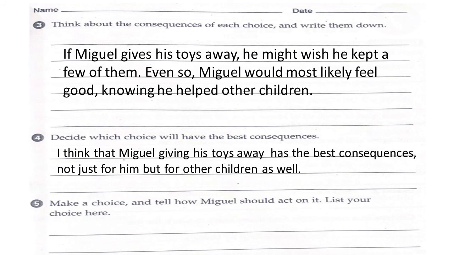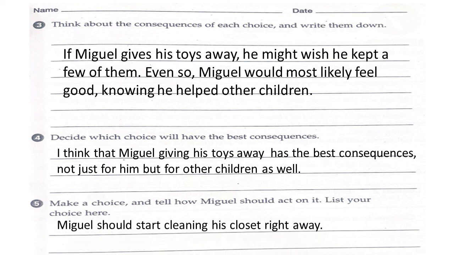Next is decide which choice will have the best consequence. And what I think is that if Miguel gives away his toys, that would be the best consequence for him and for the children who will receive his toys. And the fifth point here is make a choice and tell how Miguel should act on it. List your choice here. And what I've written here is that Miguel should start cleaning his closet right away.